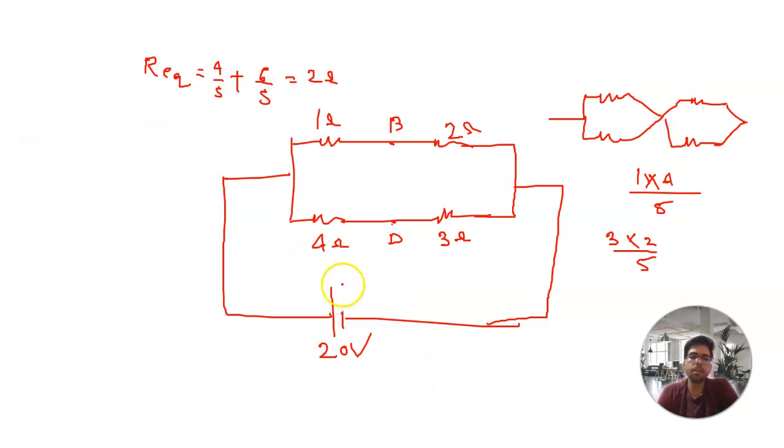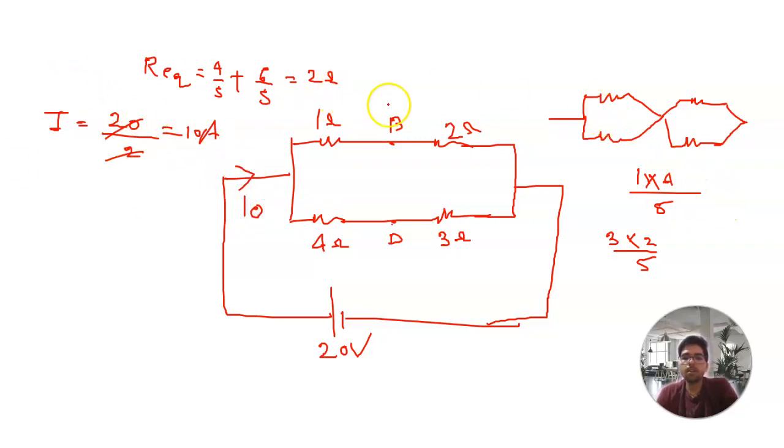And how much voltage are we supplying? 20. Then the current: R is equal to V by I, so I is equal to V by R. So how much current are we passing? 10 ampere. So this 10 ampere is passing through this.